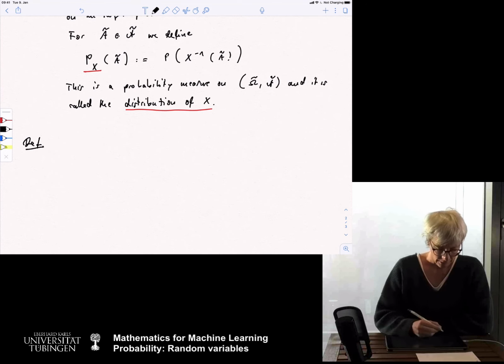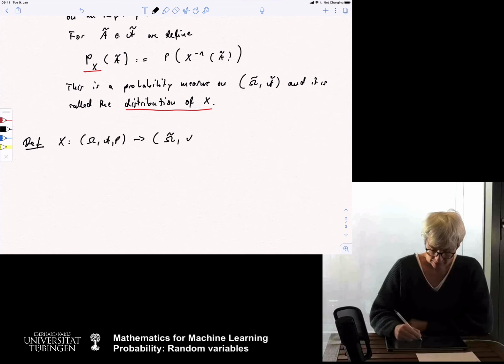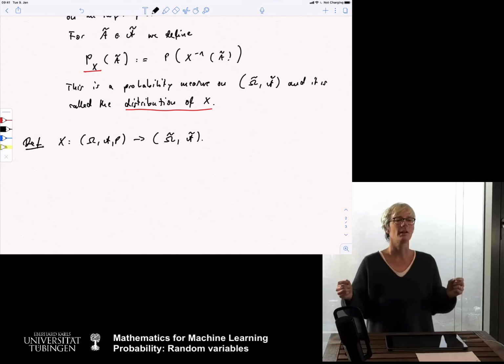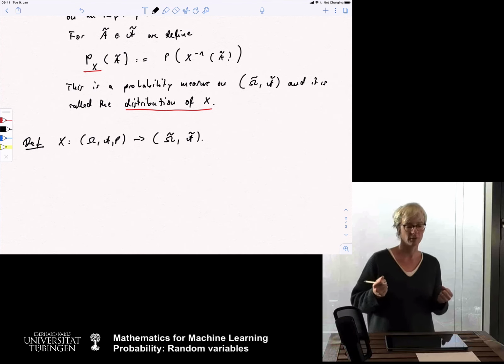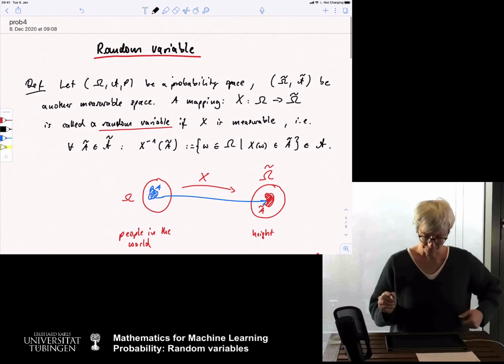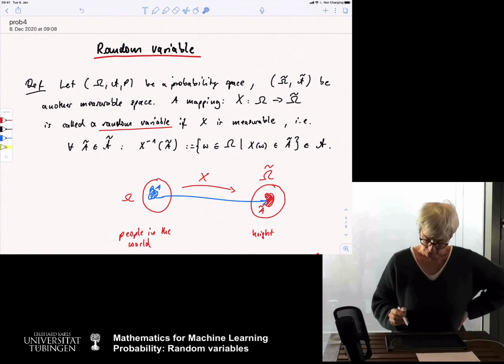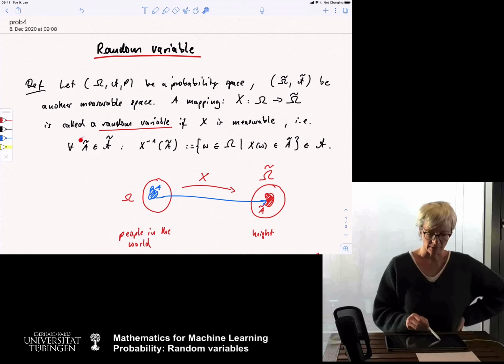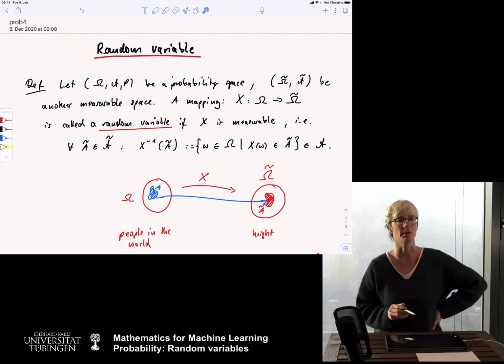So it's a definition. Consider a random variable X that goes from Omega, A, P to Omega tilde, A tilde. And now we define what is the smallest sigma algebra on the original space that we can afford to still make that thing a random variable. So let me go back to the definition. A random variable is something that is measurable. So we start with a set in the target space and then want that the pre-image of that set is in the original sigma algebra.